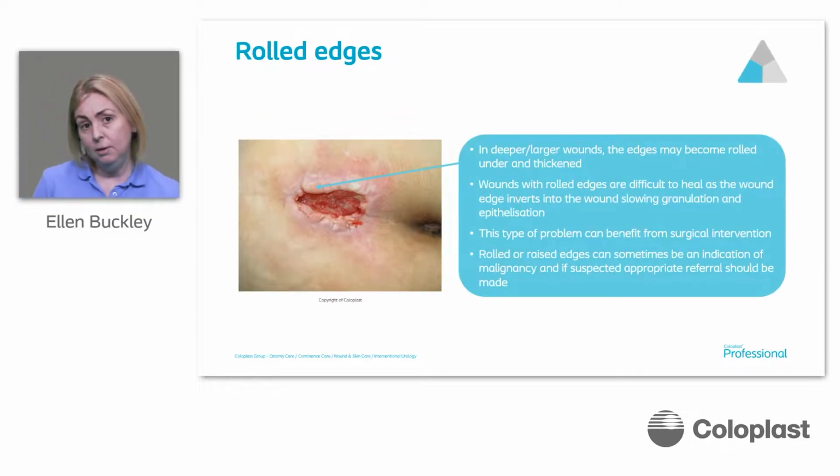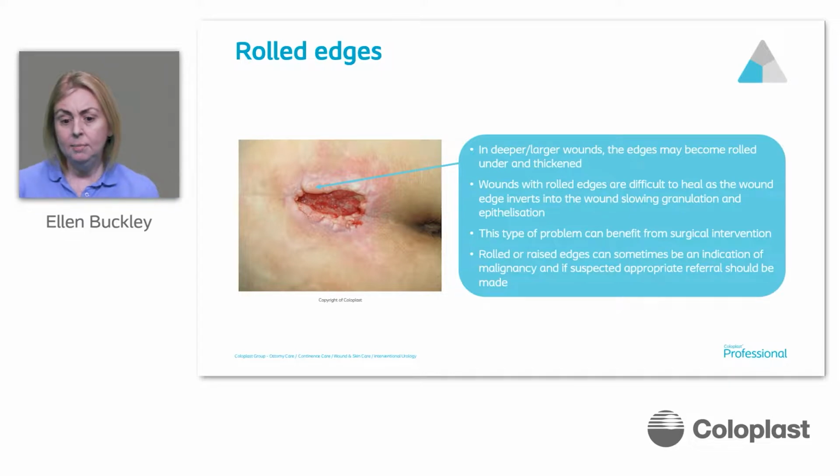Sometimes a wound might appear with a rolled or thickened edge, and wounds with rolled edges are difficult to heal because those epithelial cells again are not going to be able to do what they need to do to resurface that wound. So we need to address this problem to facilitate that process happening. Sometimes these patients will benefit from some kind of surgical intervention, but sometimes a rolled or thickened edge can be an indication that the patient might have a malignancy. So in that situation, if that's one of the concerns that we have, then we need to consider referring that patient for some further investigation into that.